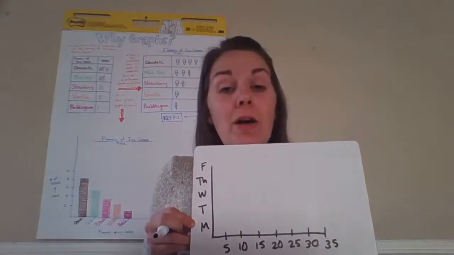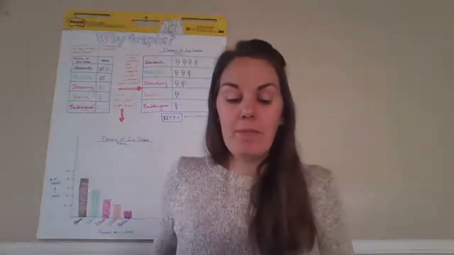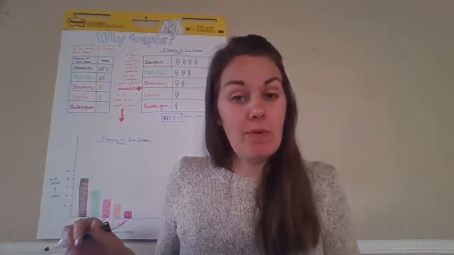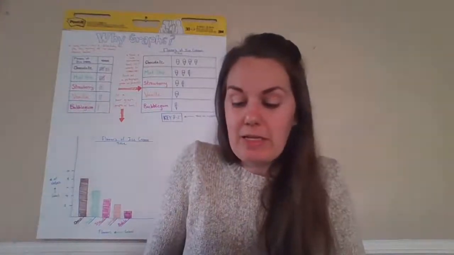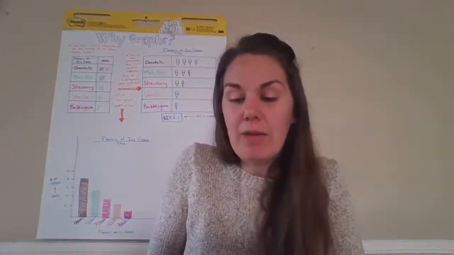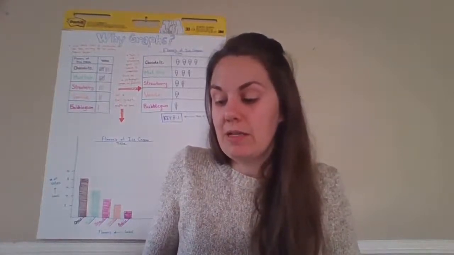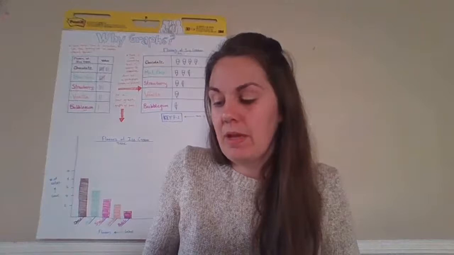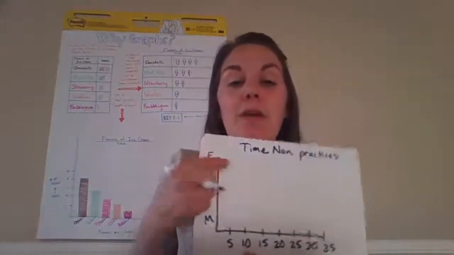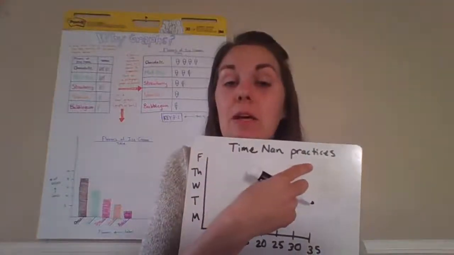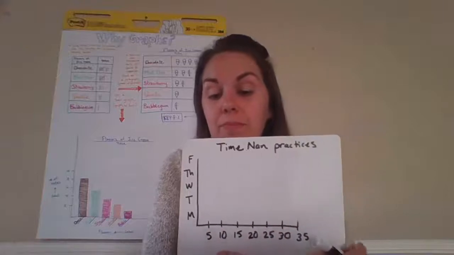Now remember, with a bar graph, we're also going to give it a title. So she put on the top of her list, time I practice guitar. We're going to follow that model and say time, but instead of I, because it's not our time, we're going to say time Nan practices guitar. And because my whiteboard is kind of small and my marker is kind of big, I'm just going to write time Nan practices. But I want you guys to write in time Nan practices guitar.